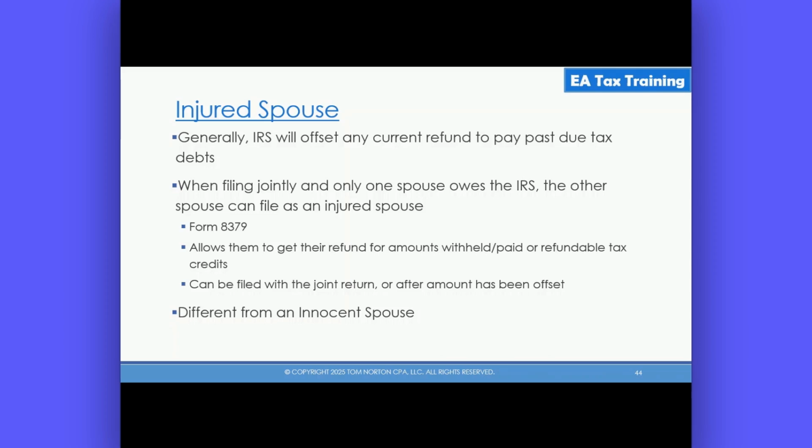So, sometimes people get married and they don't know that their new spouse had a past tax debt, or they don't realize that the IRS is going to offset their refund in order to pay that tax debt. So after they find out, then they can file a Form 8379 in order to get their refund. And then at the bottom here, we just have a reminder that this is different than an innocent spouse.